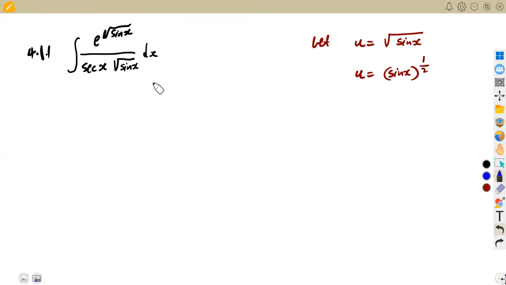Remember, if you are using the substitution method, you need to make sure that this also carries a u. Since this one is going to be represented with u, this one is going to be represented with u. We are also going to need this dx to be written in terms of u. That means we need to find the derivative of u with respect to x so that we can obtain an expression for dx in terms of u.